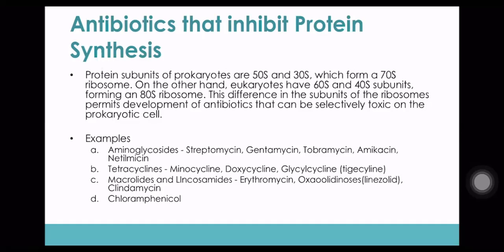lincosamide, and chloramphenicol. Okay, your aminoglycoside is effective against Pseudomonas aeruginosa. Aminoglycosides, for example, are streptomycin, gentamicin, tobramycin, amikacin, and netilmicin. So this is effective against Pseudomonas aeruginosa and gram-positive and gram-negative microorganisms.